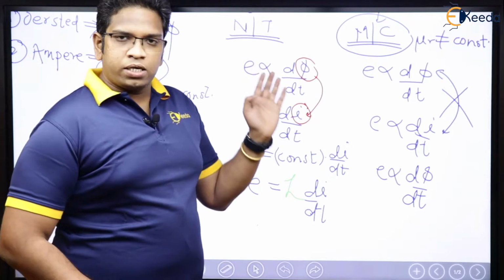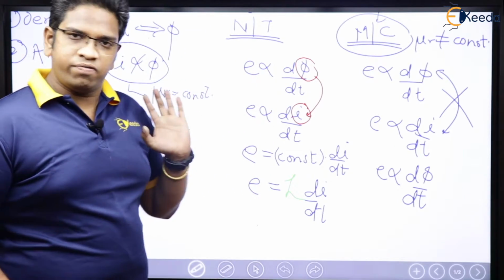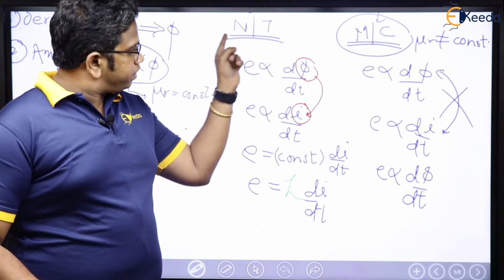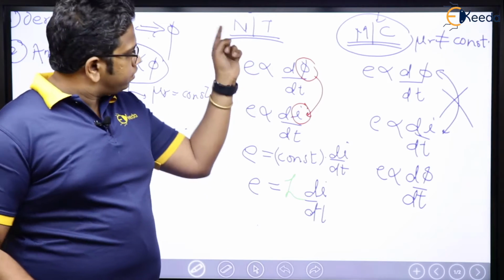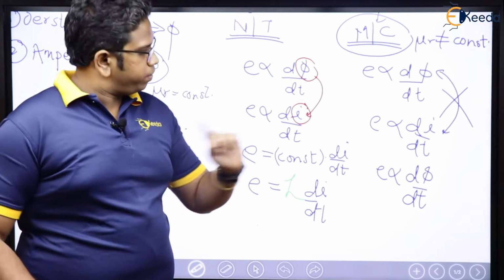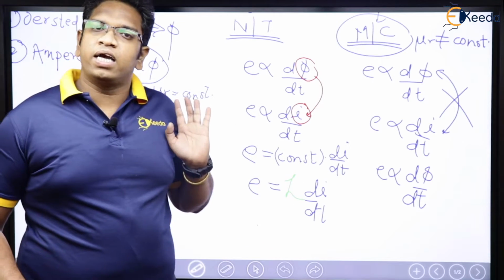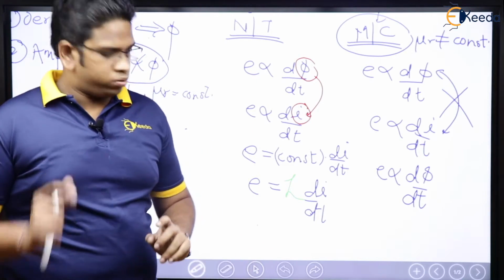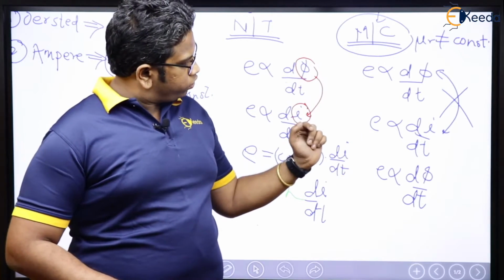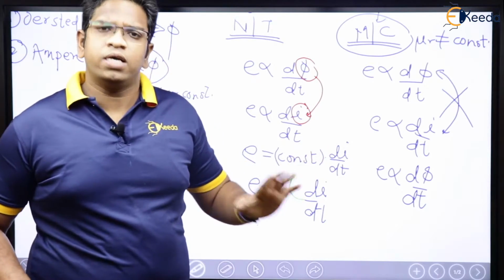See here, in case of networks, E is proportional to d phi by dt, we know from Faraday. Now, since networks analysis is applicable for linear systems, E proportional to di by dt can be written, means phi can be replaced by i, and then E is equal to L di by dt. We know that, no problem. Now see here, in the second case, in case of machine analysis, what are we going to do? Since mu r is not constant, it is non-linear. All machines are non-linear, keep that in mind.